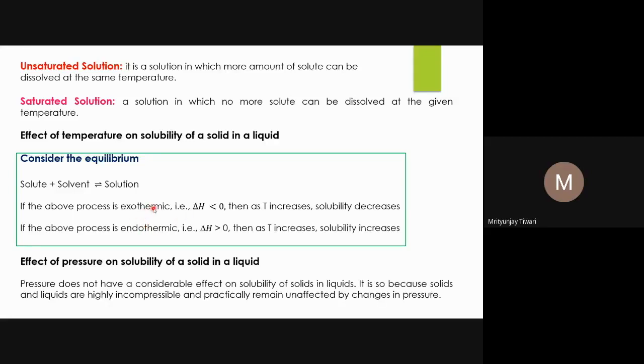An exothermic process is represented as delta H less than 0. Delta H is less than 0. It means the heat content of the product, that is, what is obtained after the dissolution, is less than the heat content of the separate particles, the solute plus solvent particles. If that is less, it means some amount of heat has already gone into the surrounding. That heat has been dissipated into the surrounding, and by that amount the process is exothermic.